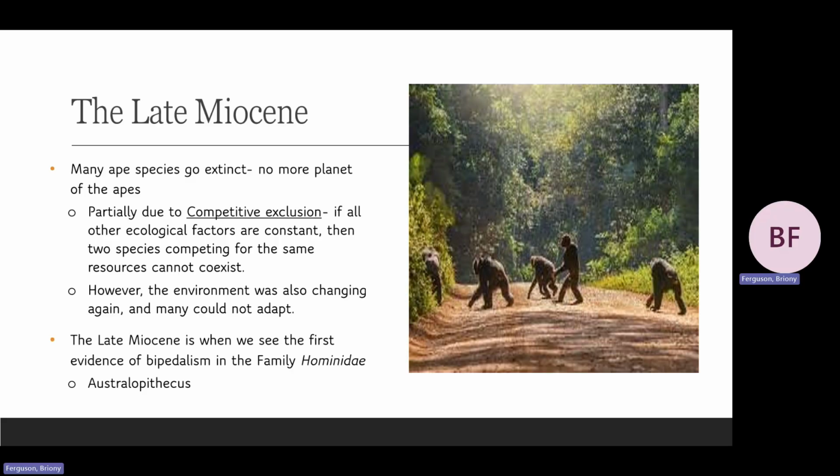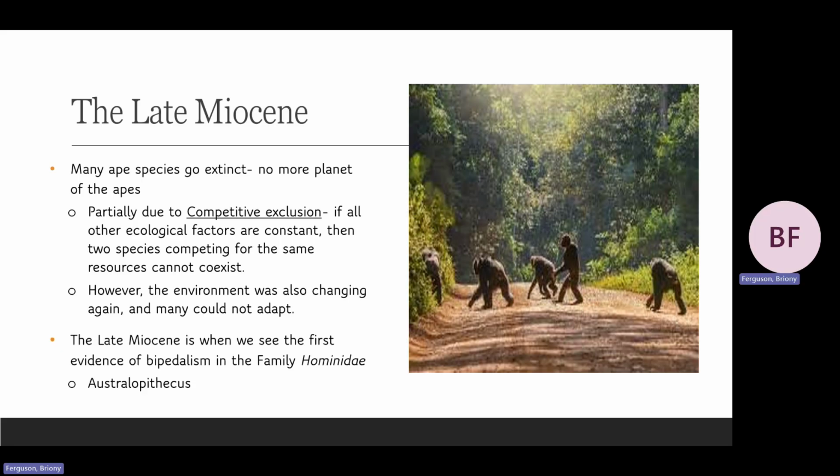Now, we've talked plenty about the planet of the apes during the Miocene. However, by the late Miocene, a good majority of these ape species go extinct. This is partially due to competitive exclusion, which states that if all other ecological factors are constant, then two species competing for the same resources cannot coexist.